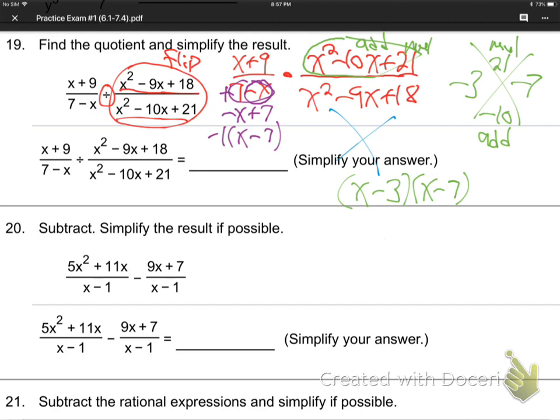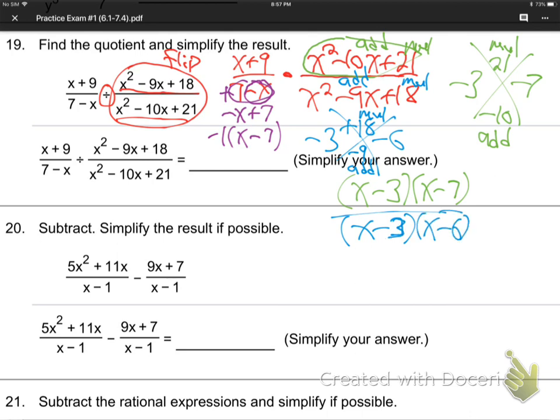And then this bottom, we'll do a little one right here for this guy. Whoops, kind of running out of room. What multiplies to be plus 18 adds to be minus 9? 3 and 6, both negative. Will multiply to be positive 18, add to be negative 9. So that's x minus 3, x minus 6. And then bring down the other guys. So this is x plus 9 on the top here, and on the bottom, negative 1 times x minus 7. This comes down there.